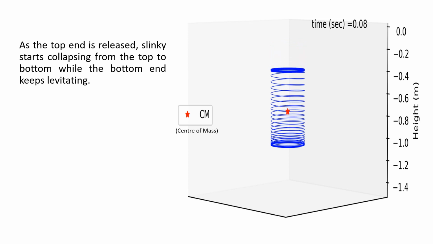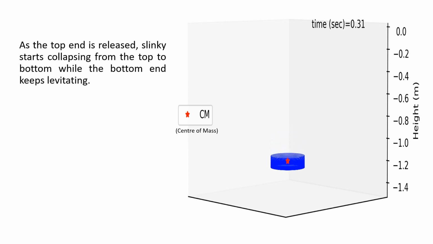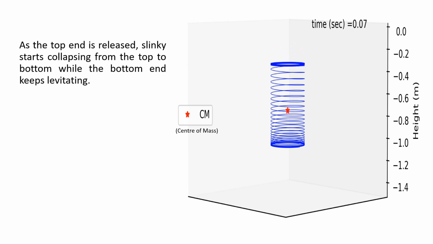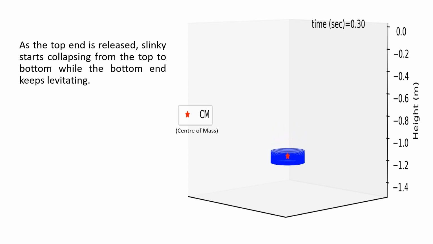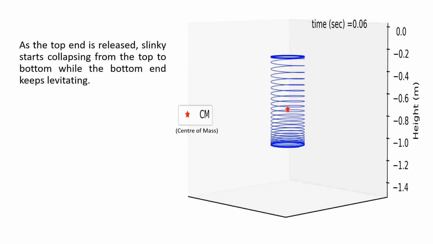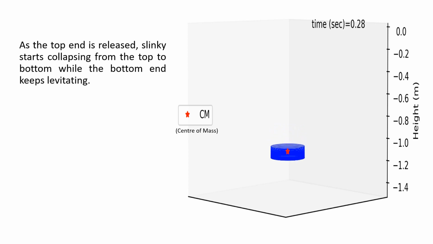So, what does happen? The top part starts to collapse, moving in the downward direction. This is an expected behavior as the restoring force has caused this, so not very interesting. But what is interesting is that the bottom part doesn't move at all during the whole collapse of the Slinky. Why so? Why does the bottom part keep levitating? It seems the bottom part defies gravity.